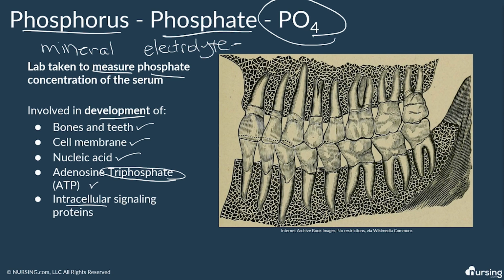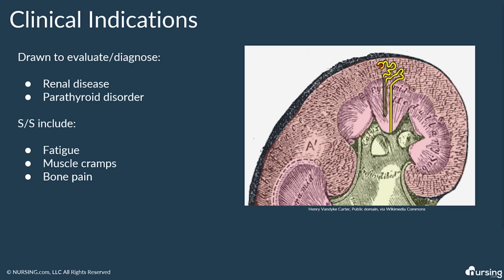Now, can you think of where we might be concerned with phosphorus or phosphate, or where it might be excreted? We use this lab when we're evaluating or diagnosing renal disease. The nephron is very much involved in keeping a balance in our electrolytes in the serum, and the kidneys are responsible for filtering excess phosphate from the blood. When lab values are outside of normal, that can indicate kidney disease. It can also indicate parathyroid disorder.